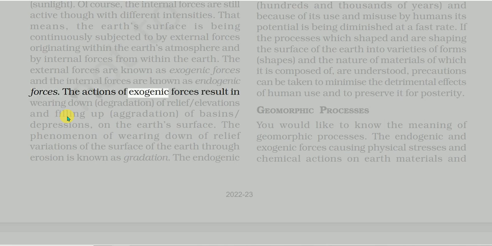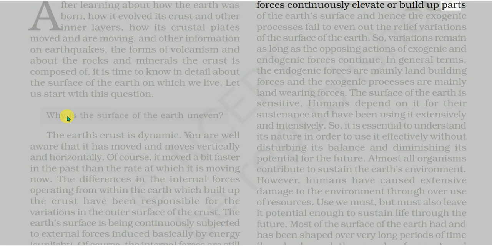The actions of exogenic forces result in wearing down, degradation, of relief elevations and filling up, aggradation, of basins and depressions on the Earth's surface. The phenomenon of wearing down of relief variations of the surface of the Earth through erosion is known as gradation. The endogenic forces continuously elevate or build up parts of the Earth's surface and hence the exogenic processes fail to even out the relief variations of the surface of the Earth.